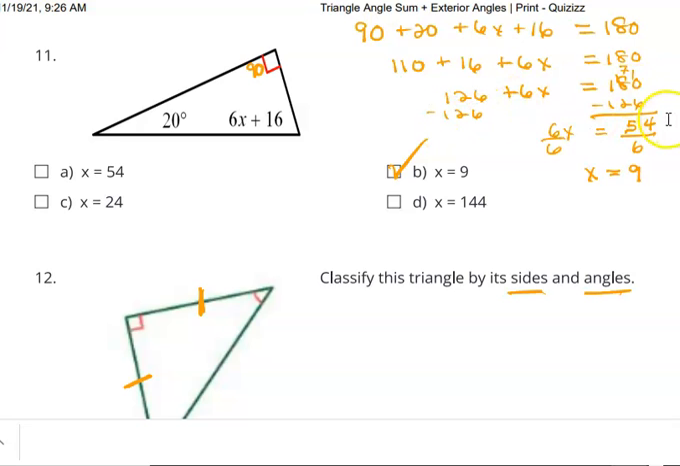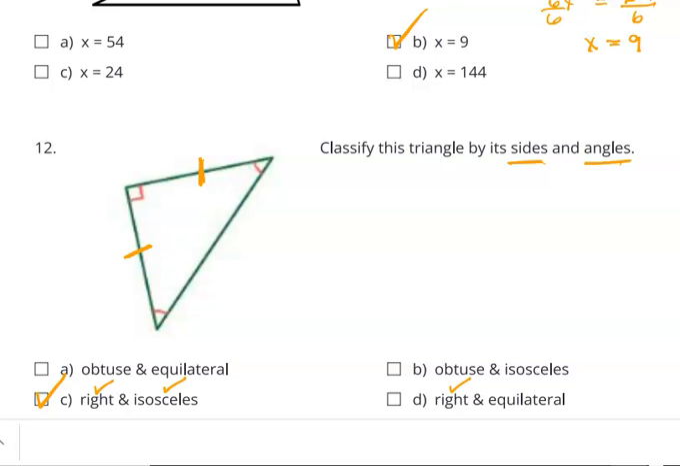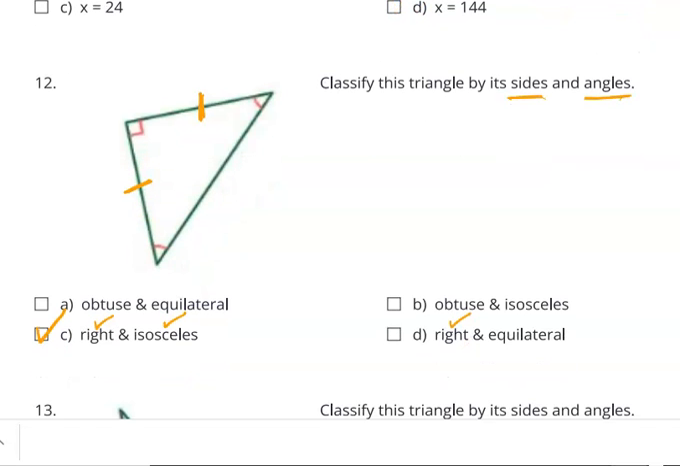Subtract 126 from both sides. We have 6x equals 54. Divide both sides by 6. We have x equals 9, and that's my answer. The remaining problems are classifications. They want us to classify this triangle by its sides and by its angles.